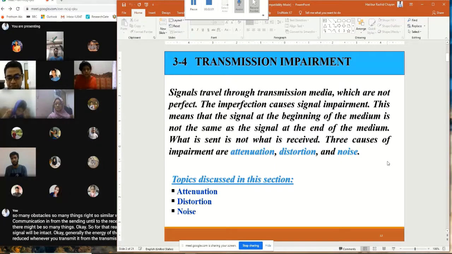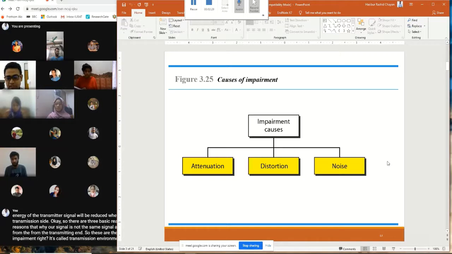So there are three basic reasons why our signal is not the same signal as we have transmitted from the transmitting end. They call it impairment, right? It's called transmission impairment. Fine. So the transmission impairments are attenuation, distortion, and noise. Remember these three names: attenuation, distortion, and noise. Okay, so let's talk about them one by one.